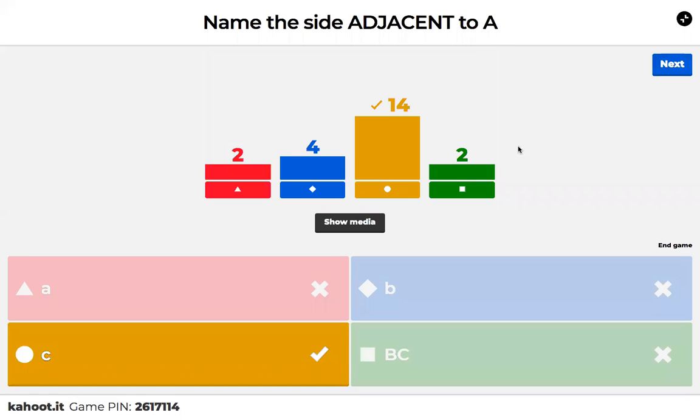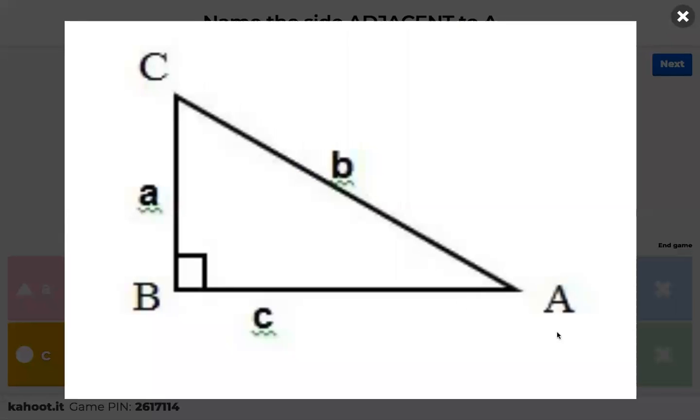Okay, about 14 of us got that correct. So again, adjacent to A means the side that's right next to A. It can't be this side. I know this side's touching A, but this side is always your hypotenuse. It's also the longest side, so this has to be the adjacent, little c.